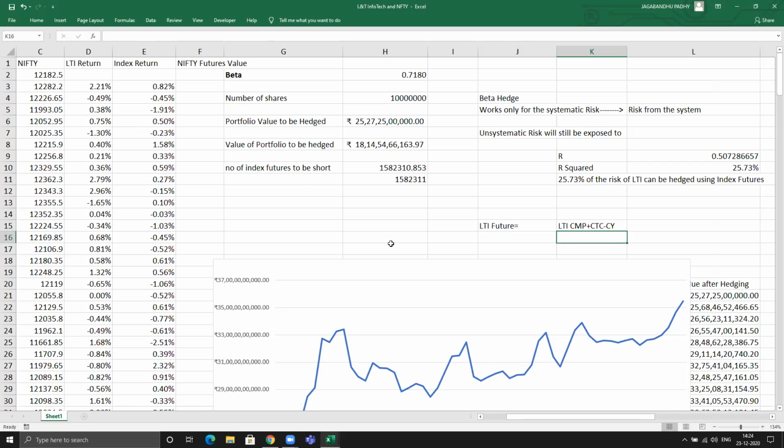Even then, the cost to carry and convenience yield are not so significant. They will be very small numbers, a small percentage of the current market price. Convenience yield comes when you have dividends. If there are no dividends, only the cost to carry remains. Over a period of 3 months, that is not much. Since it is a function of the spot price, you will have a near perfect hedge, almost 95 to 99% hedging possibility, and your portfolio value will be almost stagnant for a period of time.